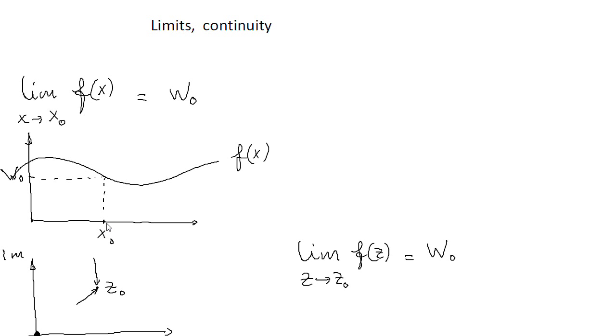In the complex case we have a little bit more complex situation, so to speak. In this case we have to approach the same number for any curve through the point z0. And it's not sufficient that these curves are straight lines. It should be any type of curve.